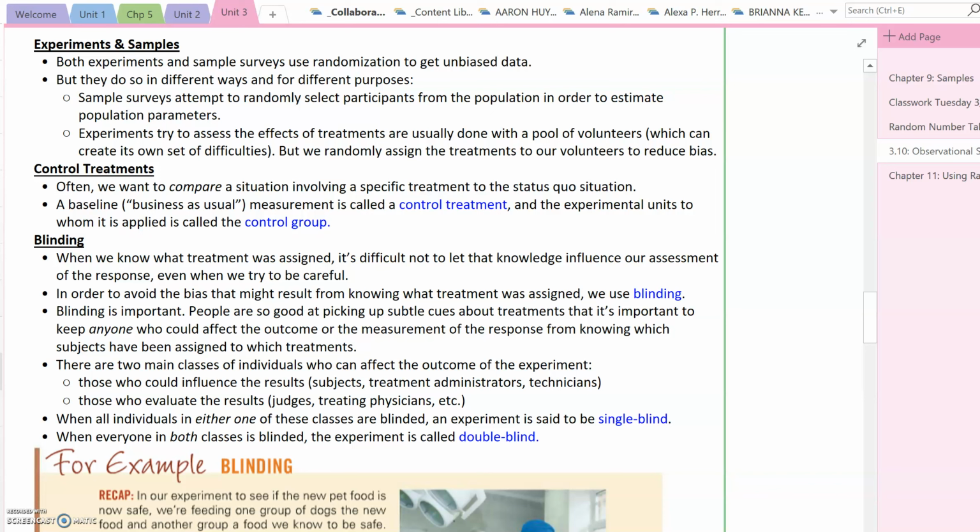Okay, so to control treatments, often we compare a situation involving a specific treatment to the status quo situation. So think of it as like business as usual is your control treatment, and then your experimental units for who the control treatment is applied to is just called your control group.